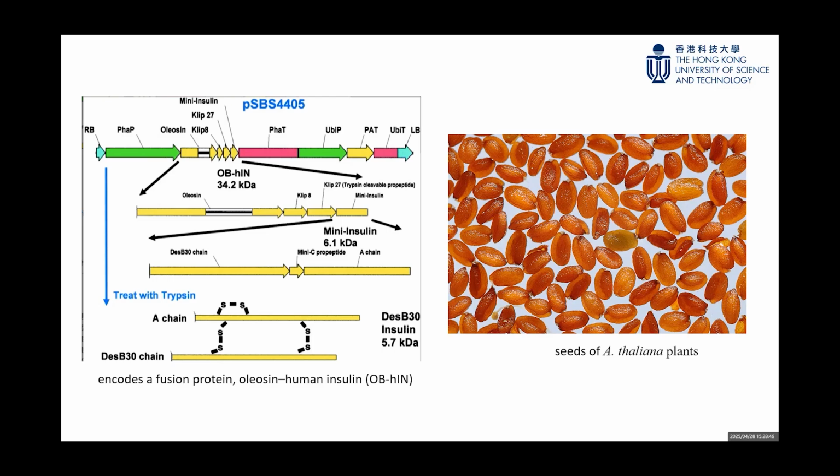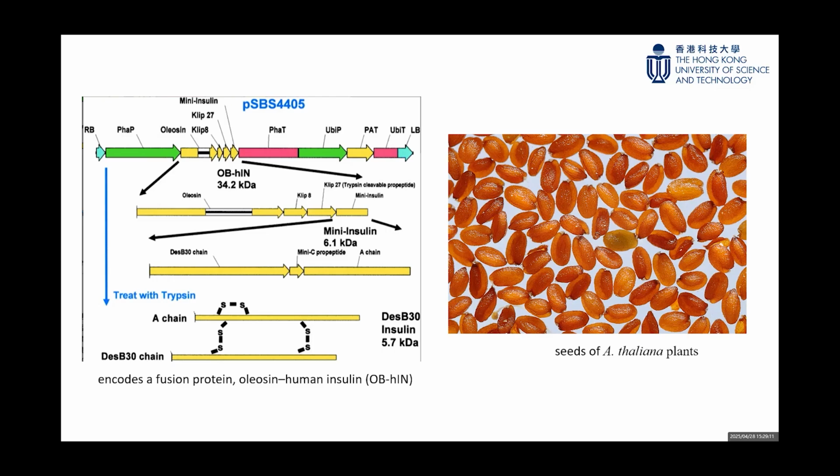to be expressed, with human mini insulins, a prototype like 27 mini insulin, fused to the C terminus of the Arabidopsis 18 kDa oleosin protein.